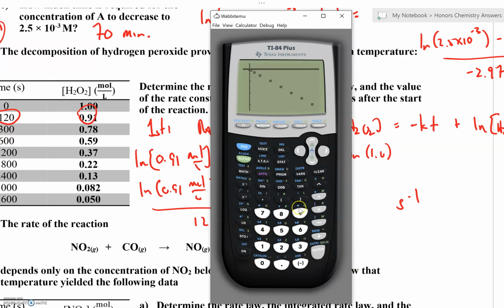So we'll take the natural log of 0.91. We will subtract from that, let's close off the parentheses, we'll subtract from that the natural log of 1. And we'll divide that by 120. And this will give us the value, with units, of the rate constant k, 7.86 times 10 to the negative 4.